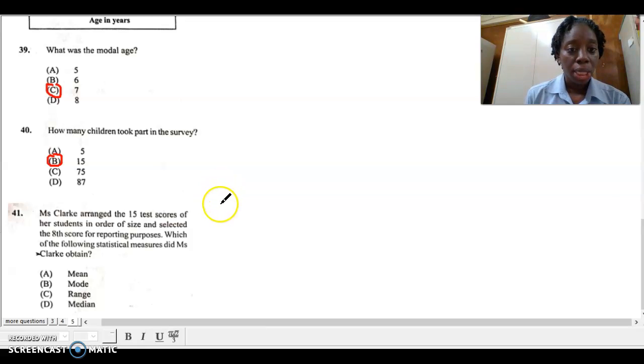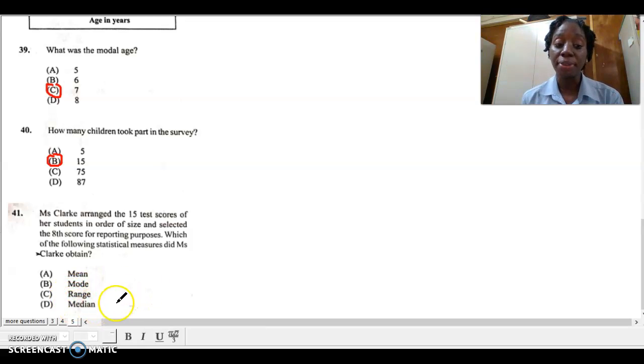So let us think about what is given here as the information. It's not the mode, right? The mode is the number that occurs the most. It's not the range. The range is the difference between the highest and the lowest value. So it simply means it's the median.